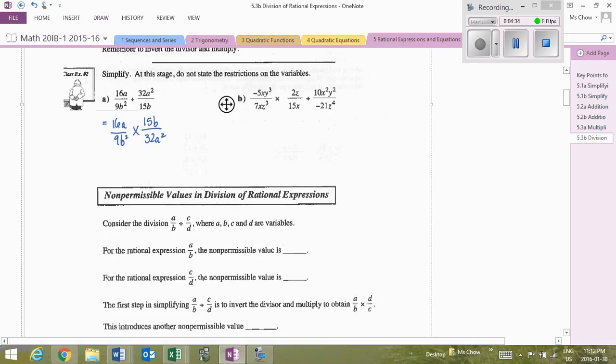Switch a color. And so now we've got 16/32 is the same as 1/2, and a over a squared, that takes away one of these a's. 15/9 can be reduced by a factor of 3, which is then 5/3, and b over b squared, we take out one of these b's, in which case we're left with 1 times 5 over 3b times 2a, or 6ab, keeping those variables in alphabetical order.